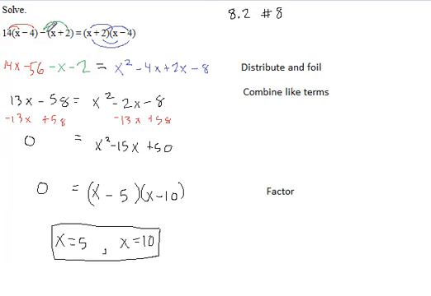Then I also have to distribute through this negative sign. It's like it's a negative 1. So negative times x is negative x, negative times 2 is negative 2, equals on this other side.